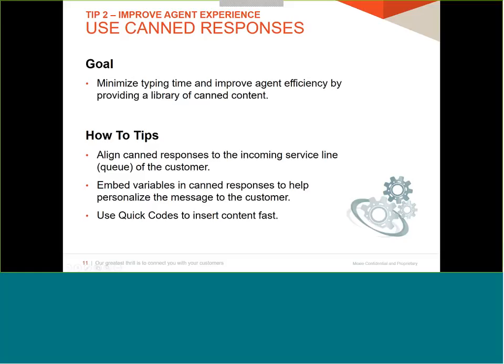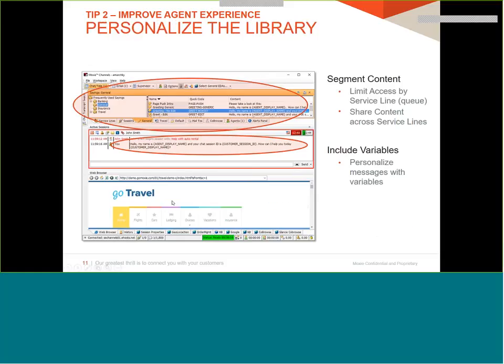So moving along, as we dig into these a bit more, personalizing the library. You'll see at the top, similar to what we saw in the canned URLs screen, we have a canned library of phrases and information that the agent can push out. There are options, and we'll dig into the administrative setup side of this in a moment, but the ability to segment that queue of content.